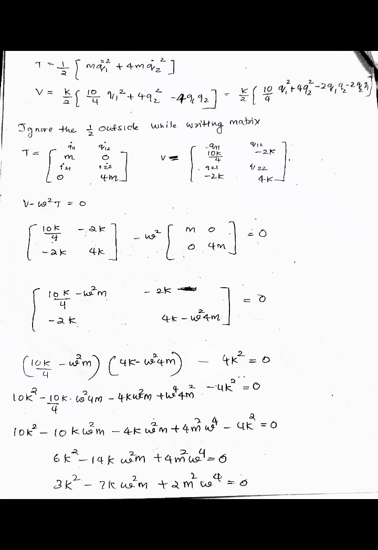That is 10k^2 - 10k omega^2 m - 4k omega^2 m + 4 omega^4 m^2 - 4k^2 = 0. That is 6k^2 - 14k omega^2 m + 4m^2 omega^4 = 0. That is 3k^2 - 7k omega^2 m + 2m^2 omega^4 = 0.